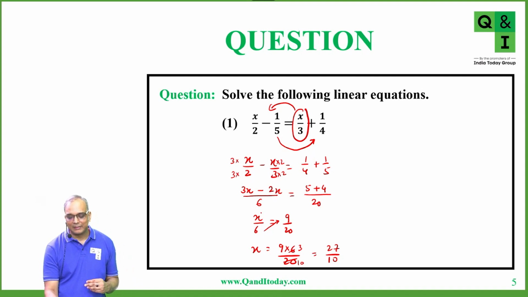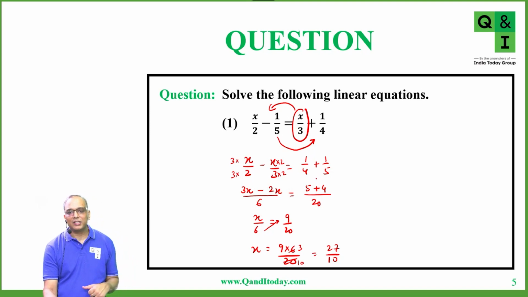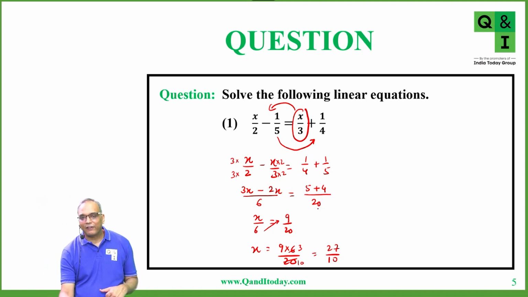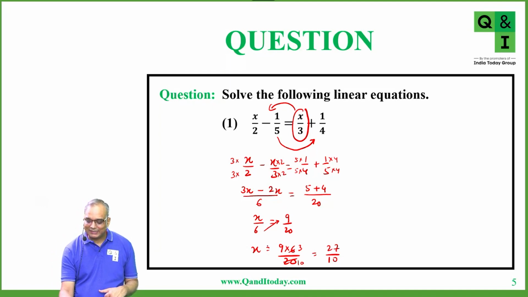Now the LCM of 4 and 5, again, these are unlike fractions, so we'll have to convert them into like fractions. LCM of 4 and 5 is 20. So we multiply both numerator and denominator by 5 in the first term and by 4 in the second term. So we get 5 over 20 plus 4 over 20. Now 3x minus 2x is x over 6 is equal to 5 plus 4 is 9 over 20. Now if I take 6 to the other side, this will become x is equal to 9 into 6, that is 54 over 20 or 27 over 10.